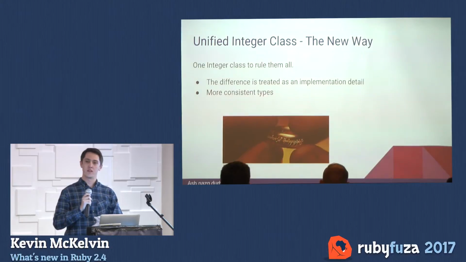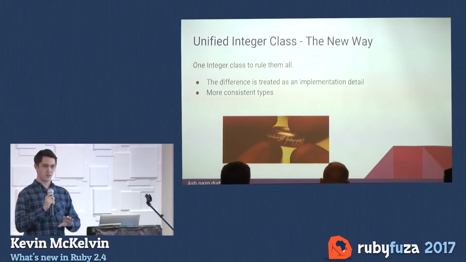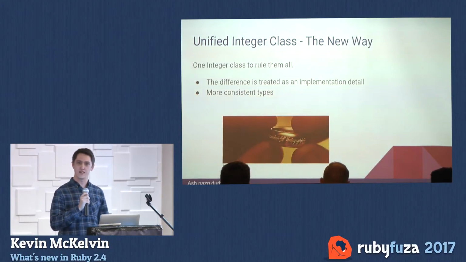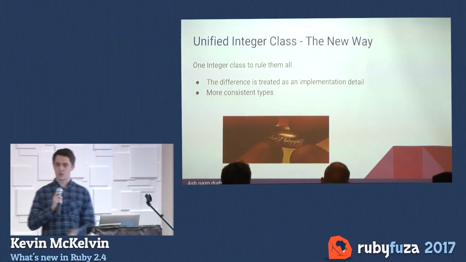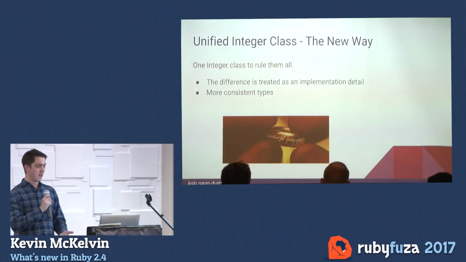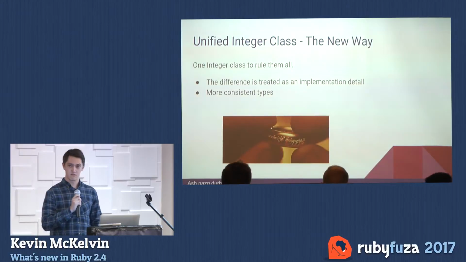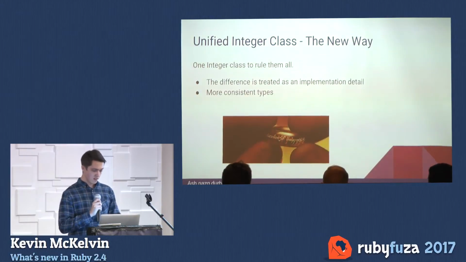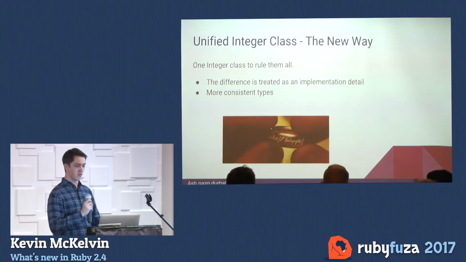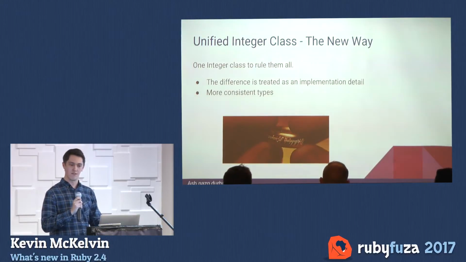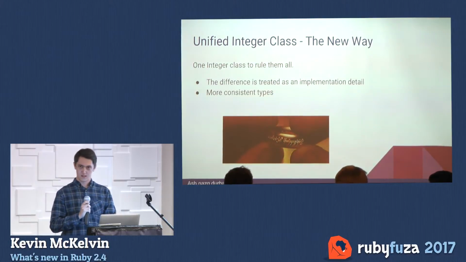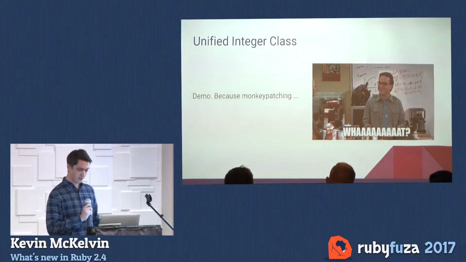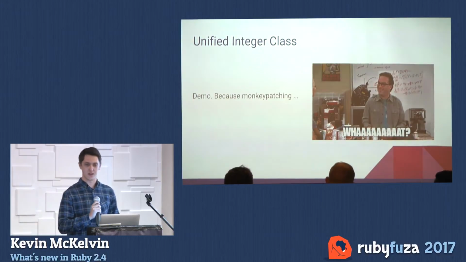The difference between Fixnum and Bignum, the Ruby developers decided, needs to be abstracted away. It's an implementation detail. And that can lead to some interesting nuances if you're not aware of it. So by having a single integer class, we now have more consistent types and hopefully a bit less controversy around that. And I'm going to take a quick demo just because monkey patching.